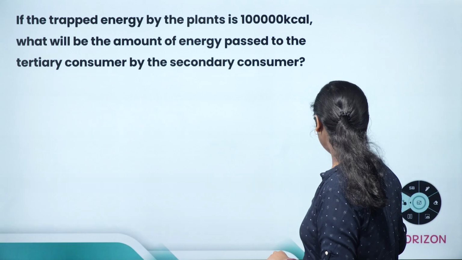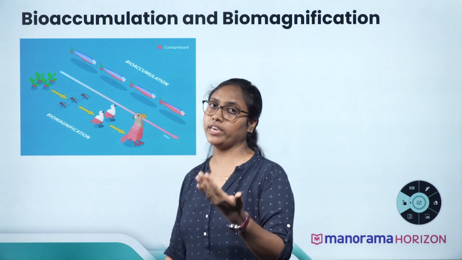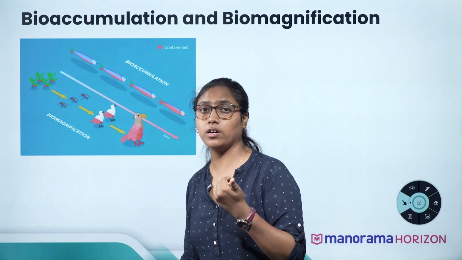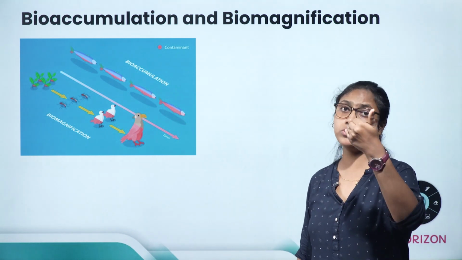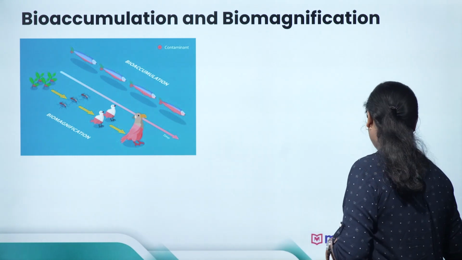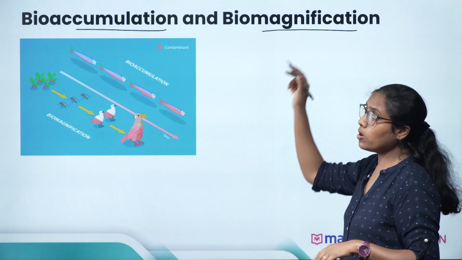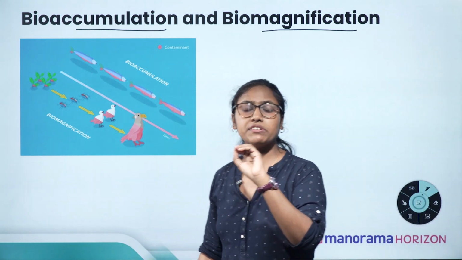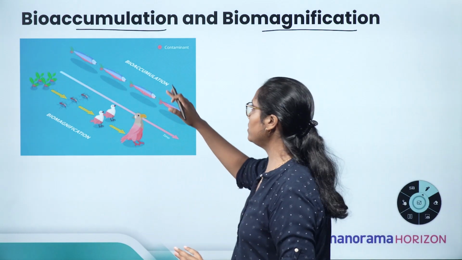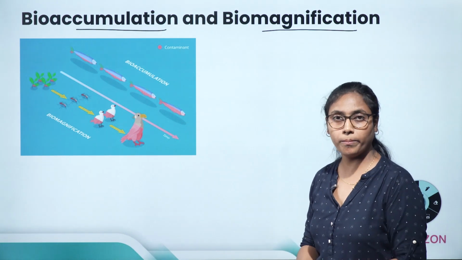So, now let us move on to the next topic. Now, we have studied that energy flow is unidirectional, right. Through the food chain, when the energy flows, the amount of energy gets reduced drastically, we have seen. Now, through the food chain, two other things also take place. One is bioaccumulation and the other one is biomagnification. Now, what is the difference between bioaccumulation and biomagnification? You can see in this picture, it will be very clear.